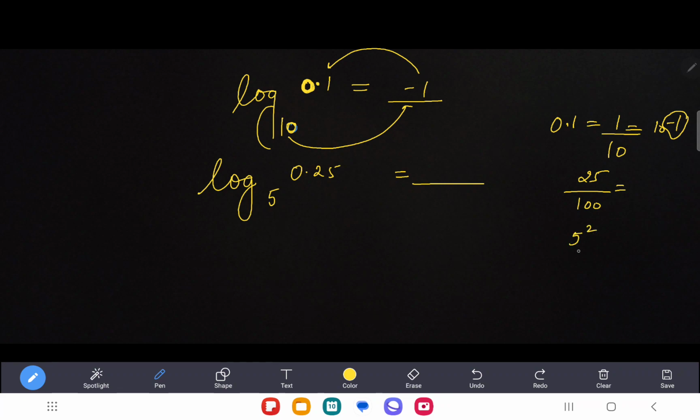This is basically 5 square over 10 square. So this is going to become basically what? This is going to become 0.5 into 0.5. That is why you get 0.25, isn't it? So this is going to become 0.5 square basically. And what is 0.5? 0.5 is what? 5 over 10 raised to power 2.